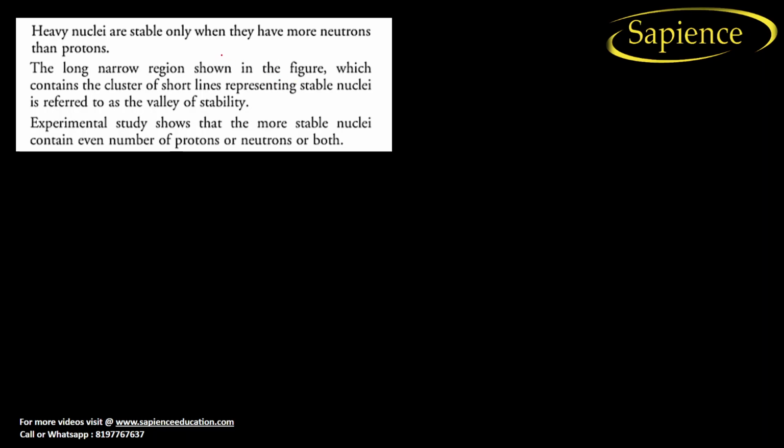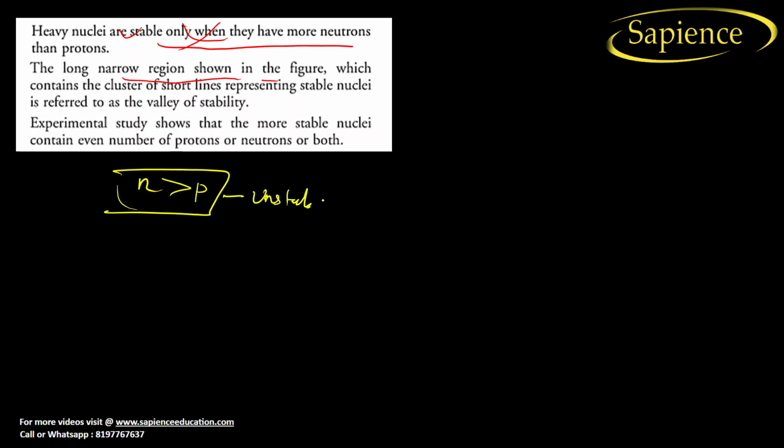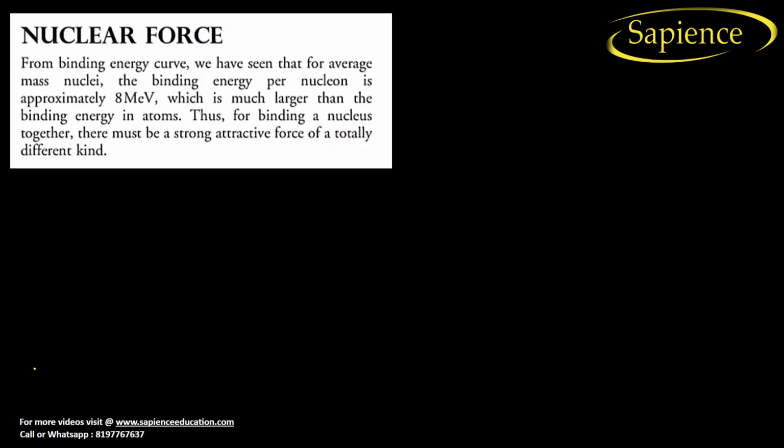Heavy nuclei are stable only when they have more neutrons than protons. The long narrow region shows... no, that is not correct. See, the thing is that heavy nuclei are unstable. Why? Because the number of neutrons is greater than the number of protons, so these are unstable. Like uranium, uranium is unstable, right? I hope you have understood this. Now let us go to the nuclear force.